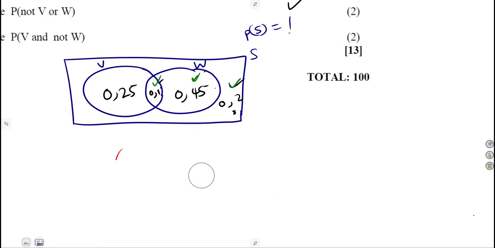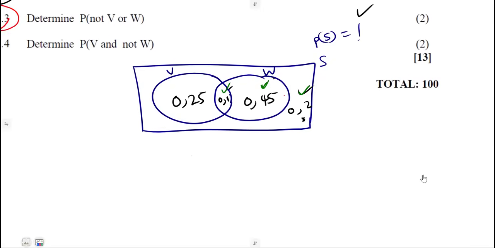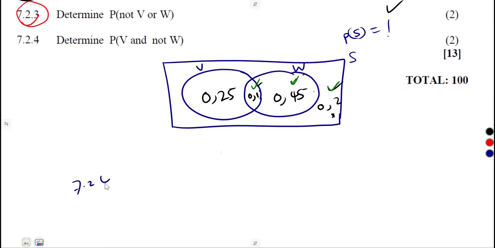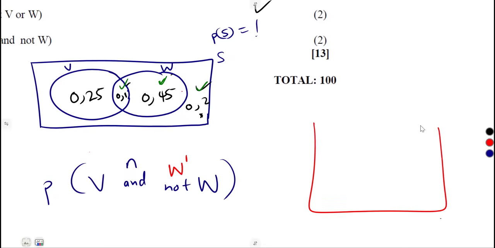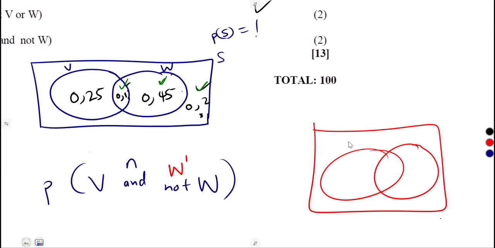You just have to figure out, guys. This time it's 7.24: the probability of V and not W. Take note when there's an 'and', it's an intersection. Not W simply means W complement. So let's figure it out the same way we did there. These are two sets, V and W. Not W means outside of W. This is our not W, outside of W, like this.